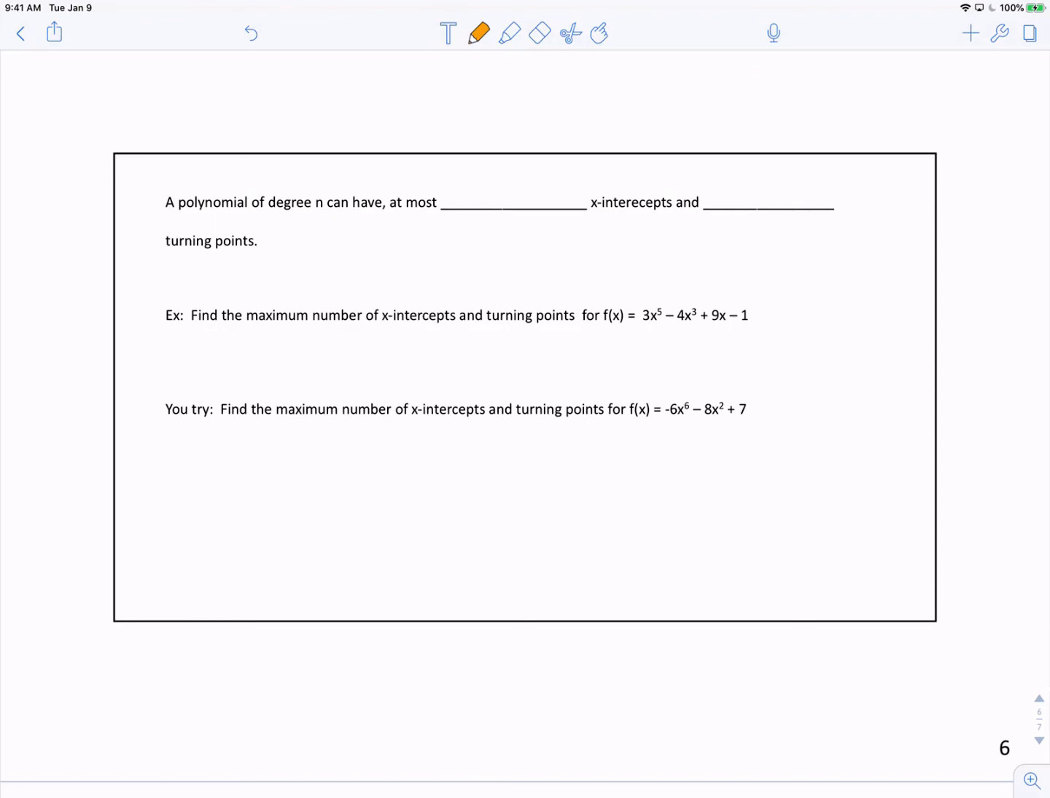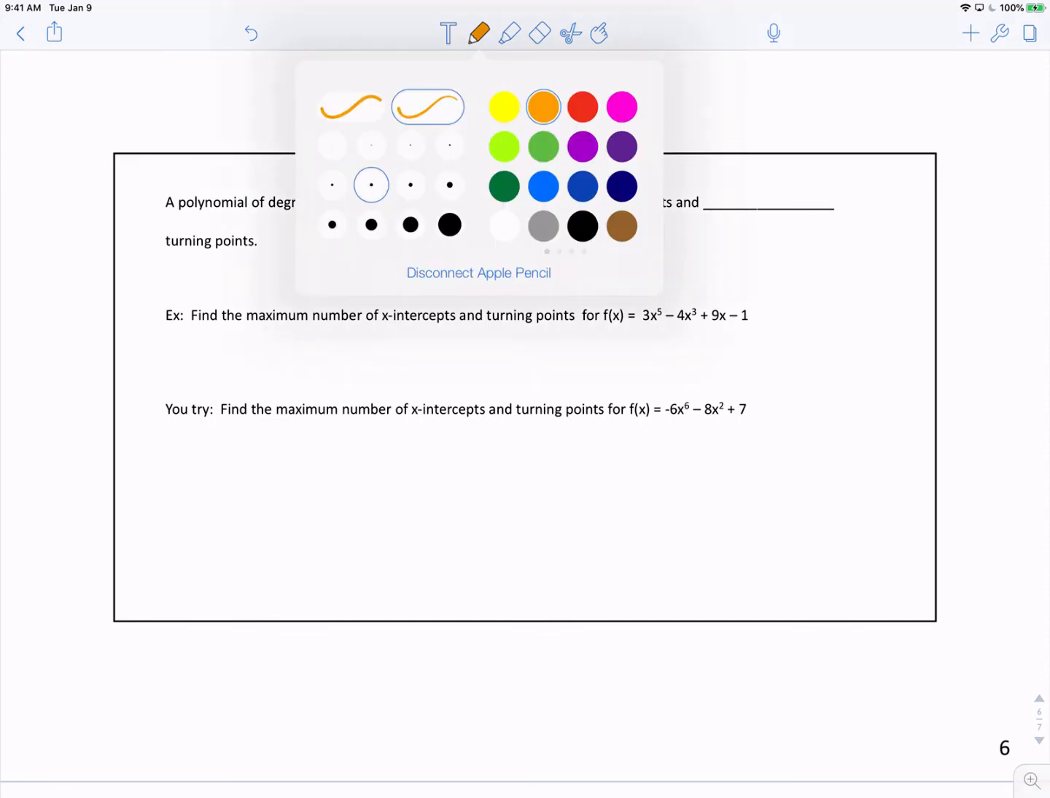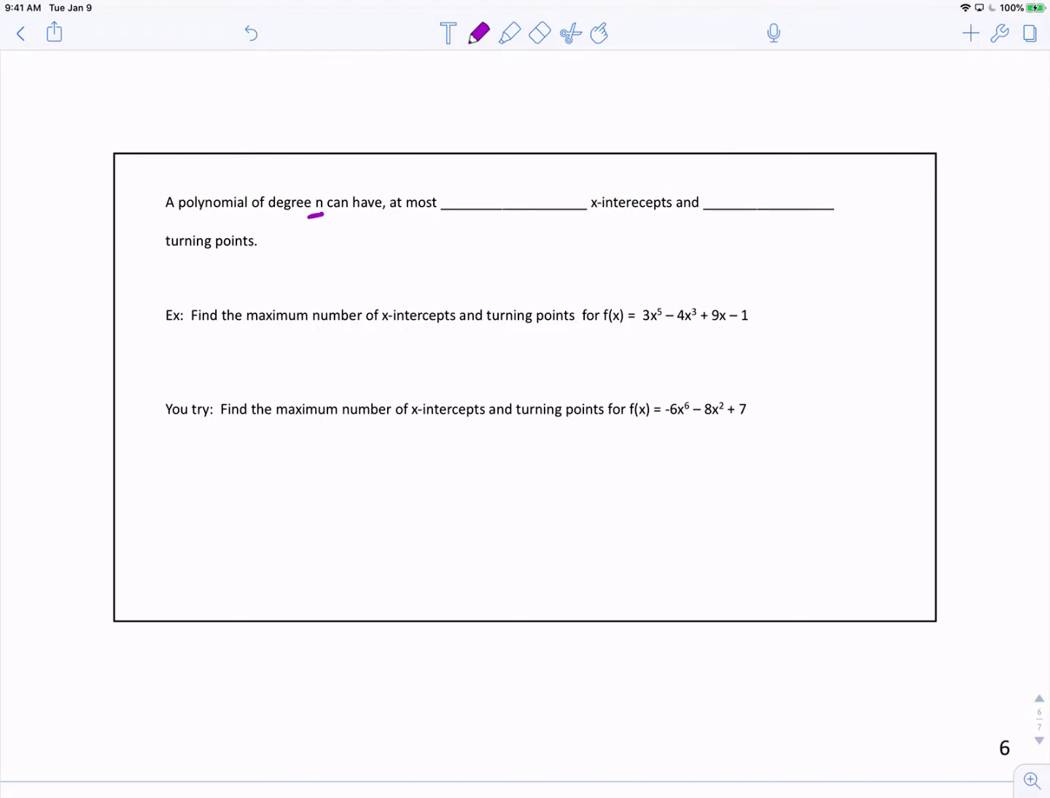Now, sometimes when you're looking for roots of a polynomial, it's nice to know how many to expect. So a polynomial of degree n can have at most n x-intercepts and n minus 1 turning points. So here's an example. Find the maximum number of x-intercepts and turning points for this polynomial. If we look at this polynomial, it is degree 5, so it can have at most 5 roots and n minus 1, 4 turning points.